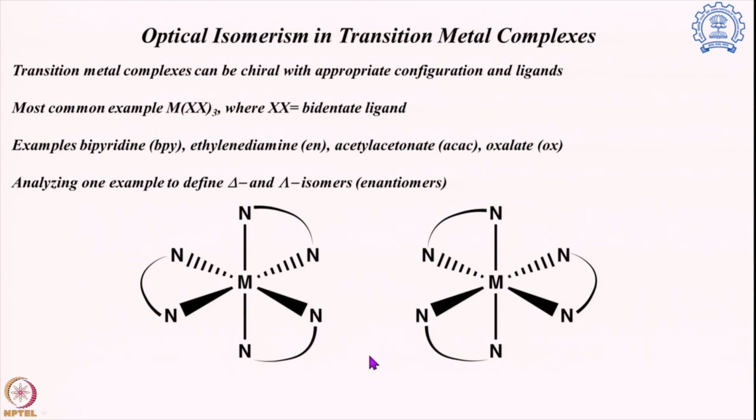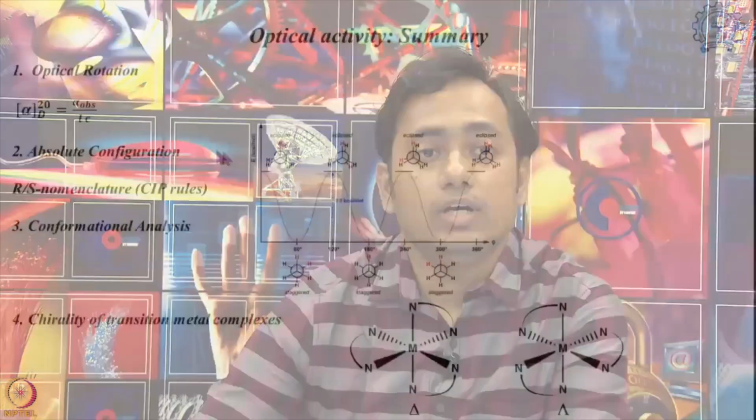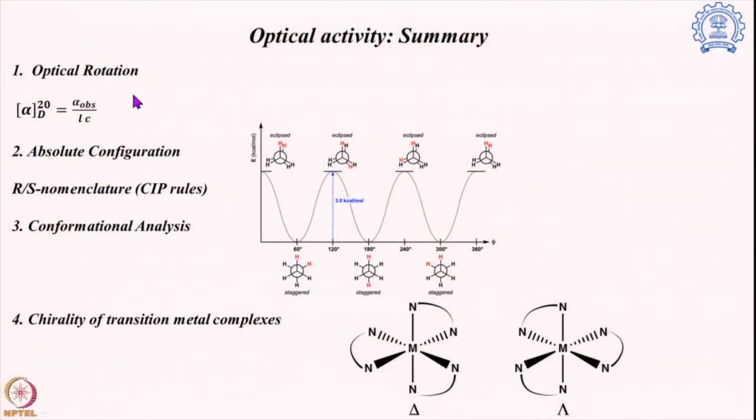Similarly, we get it for organic compounds through RS nomenclature. So in summary, in this optical activity discussion, we found how to define an optical rotation and why it is happening. We found that optical rotation is connected with circular birefringence, where the circularly polarized lights have different refractive indexes. So one of them moves faster than the other, and that is why we see a difference in the plane polarized light, which is reflected by the optical rotation.